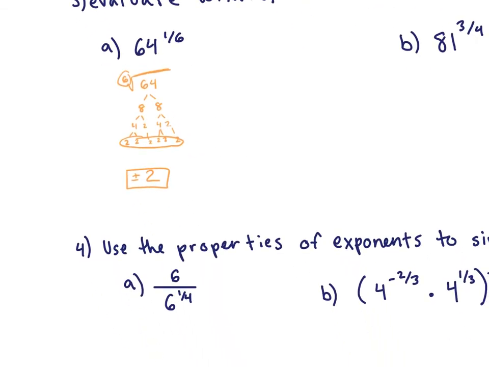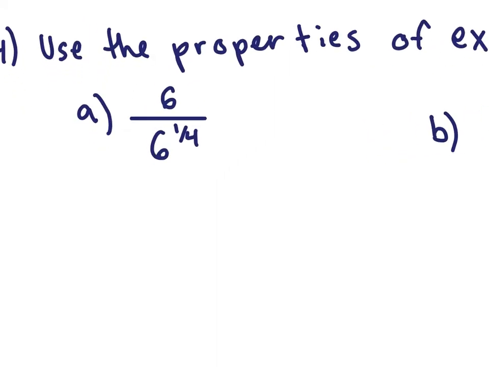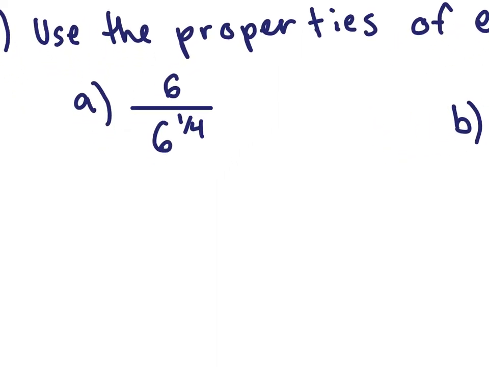All right, number 4. Which one do you guys want to see? A, B, or C? All right, we can do them both. So let's do A. How can we simplify this? What's our exponent on the 6 in the top? 1. And what happens if we're dividing two numbers with the same base? What do we do with their exponents to combine them? Dividing, we subtract. So division means we subtract.